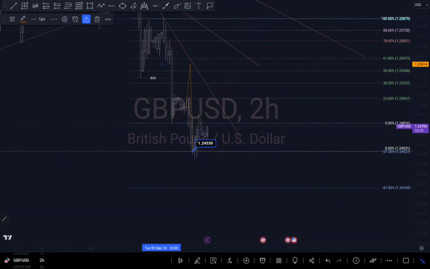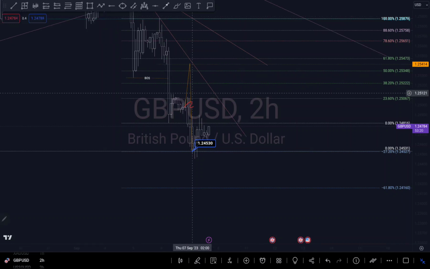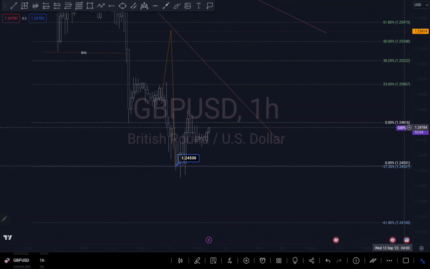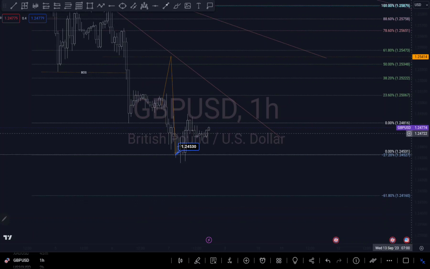But as we can see, just like you all know that you don't predict the market, you react to the market, it did not get to where I thought it would go to before pushing to the downside. It started rejecting off of my 23.6% fib level around that area. So as we can see that it started rejecting off of that area. That is why we have to be open-minded, and we have to know that we don't predict the market, we react to the market.